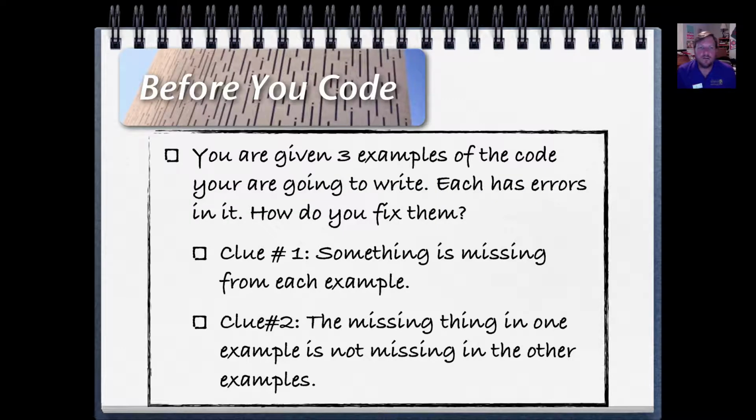My name is Al. I want to give you a little bit of help before you start coding for your Chrome app. I'm going to give you 3 examples of the code you're going to write, and each one has errors in it, and I'm going to give you some ideas how to fix them. First of all, something's missing from each example, but what's missing in one example is not missing in the others. So you should be able to figure it out just by comparing the examples. Let me show you what I'm talking about.